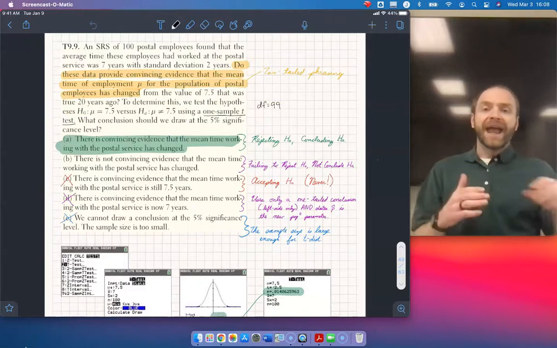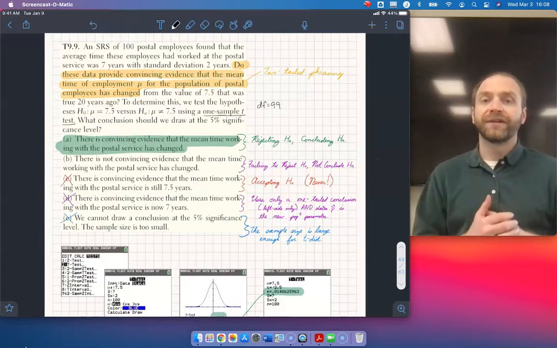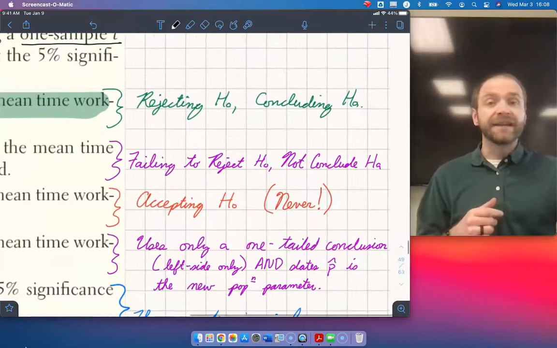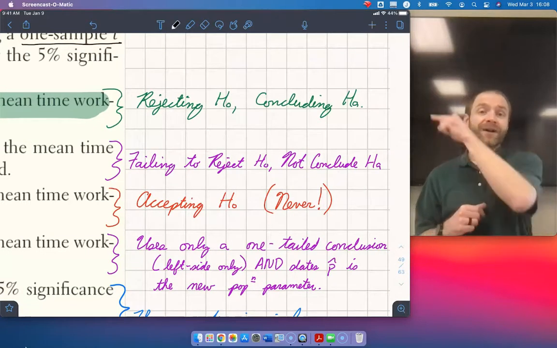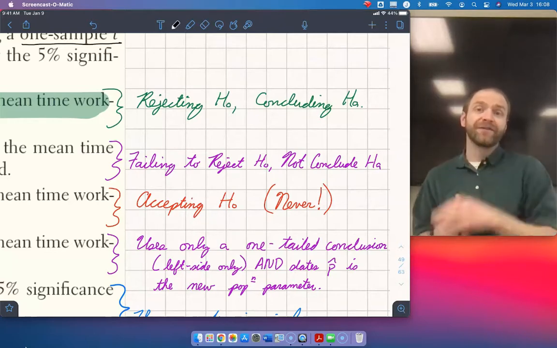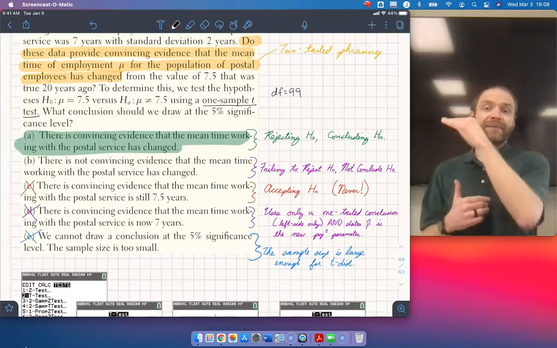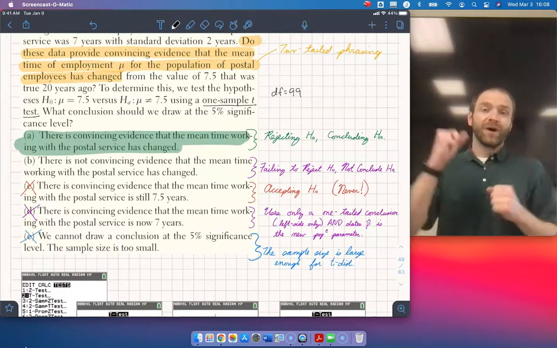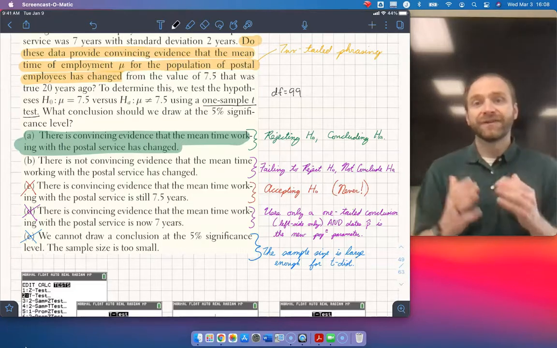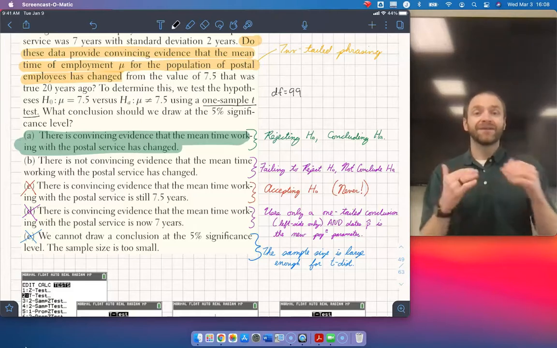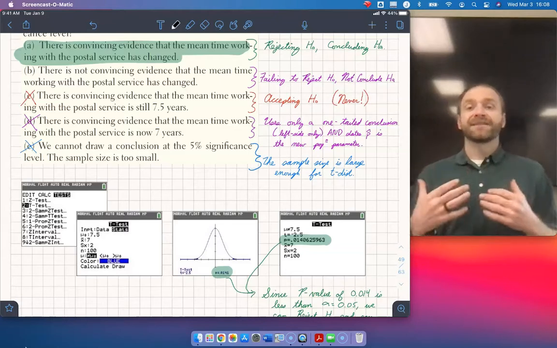A is rejecting the null and concluding the alternative in context. B is failing to reject the null and not concluding the alternative in context. Those are opposite decisions based off of your p-value. So A and B were the ones I would have been leaning towards, because one draws the conclusion one way, one draws the conclusion the other way. I did have to do this one, but I didn't do it by hand. I used my calculator because it was a lot faster for me, and that would have saved me some time.